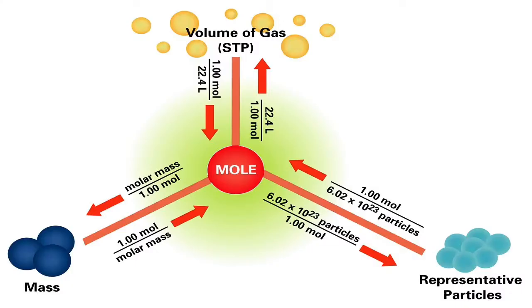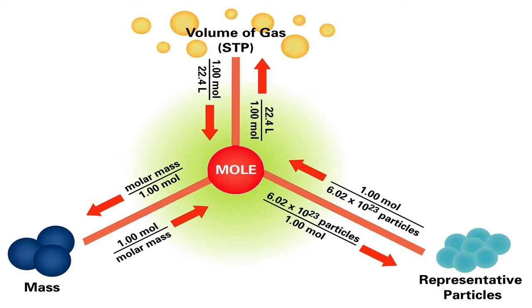So the first thing I want to look at is the map. Let's just start at 12 o'clock and go clockwise. You see we have 3 hands. We have the volume of a gas at STP, that's 22.4 liters of 1 mole at STP. And then you have representative particles, there are 6.02 times 10 to the 23rd particles in 1 mole.